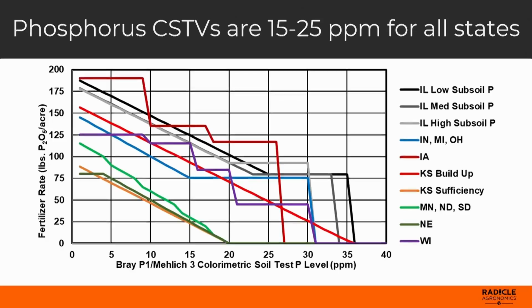Okay, so critical soil test phosphorus values, regardless of how messy this looks, where the fertilizer recommendation goes to crop removal or something close to that, occurs at 15 to 25 parts per million, pretty much regardless of state. So that means there's not a big wide range, even though these all look different. They're not interpreting the soils that much different. It's just that their rate recommendations are different. And nobody makes a fertilizer recommendation above 35 parts per million.